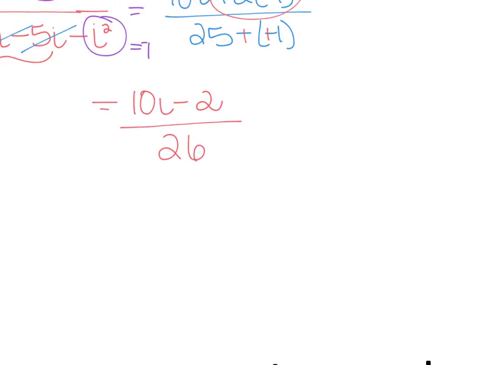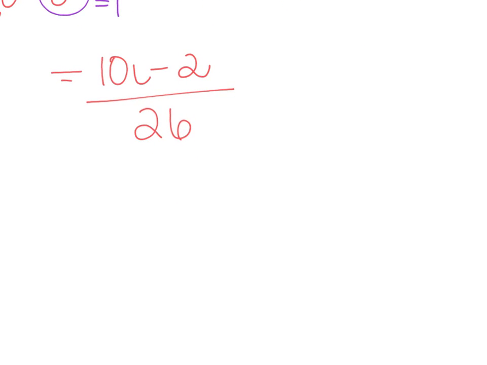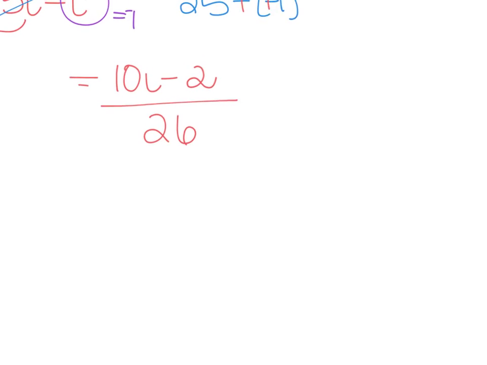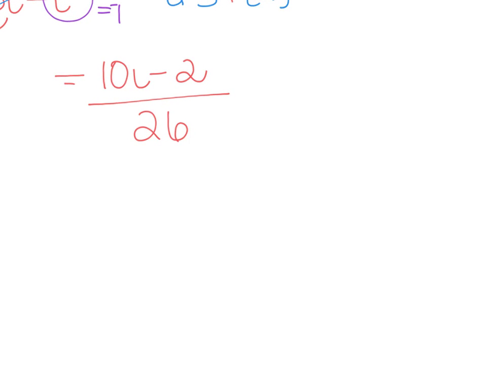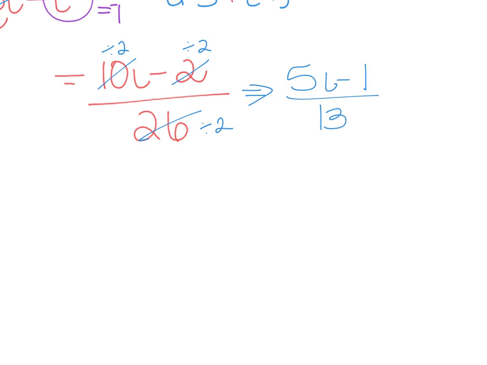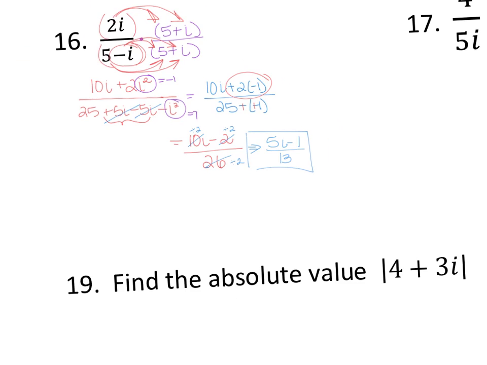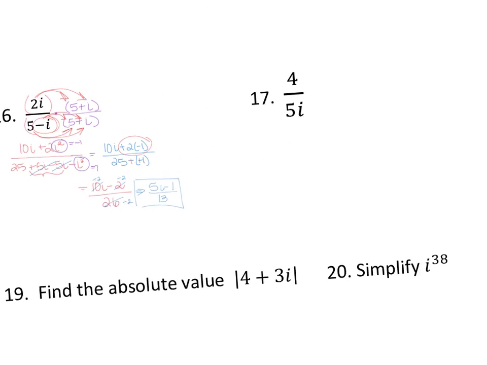Well, there's something very interesting about this. 10 and 2 and 26 all have a common factor, so I'm going to divide everything by 2. If I divide everything by 2, the most simplified I can get is 5i minus 1 all over 13, and this would be my answer. This is the answer I'm going to be looking for, the most simplified version of the question.